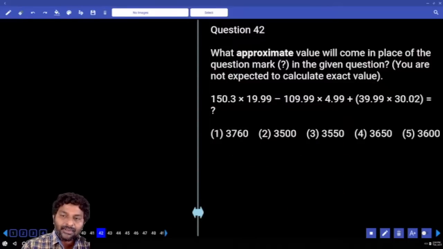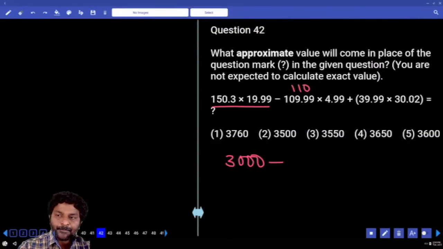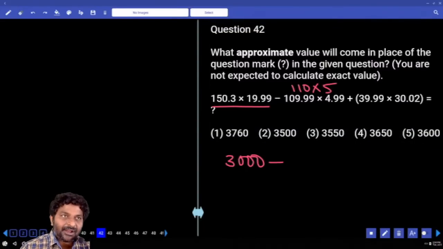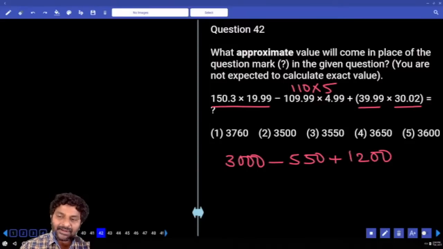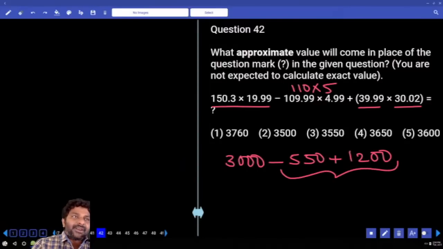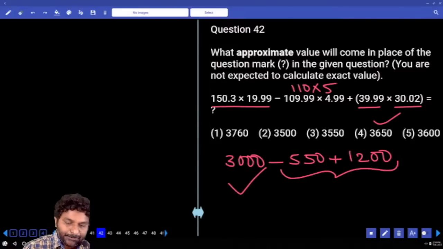Next, 150 20 times, which is 3000, minus 110 5 times, 10 times and half of it, which is 550, or otherwise direct multiplication also possible. 40 30 times, which is 1200. Subtract 550 from 1200, 650, add 650, 3650.